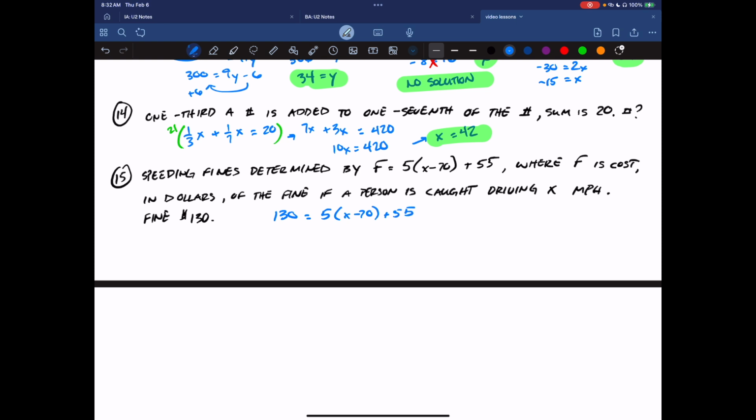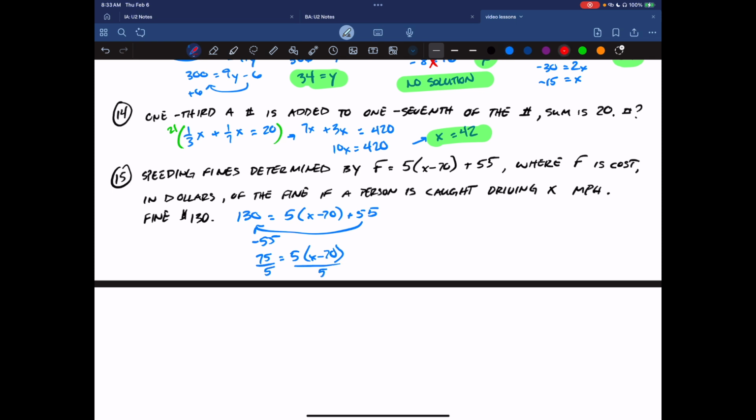So I'm going to unpack this one step at a time. First of all, I'm going to subtract the 55. And that's going to give me 75 equals 5 times x minus 70. And you'll notice I didn't multiply this out yet. That's because 5 goes into 75. 5 goes into any number that ends in 0 or 5, and you may have noticed right away that that was going to happen. So I'm just going to divide both sides by 5.